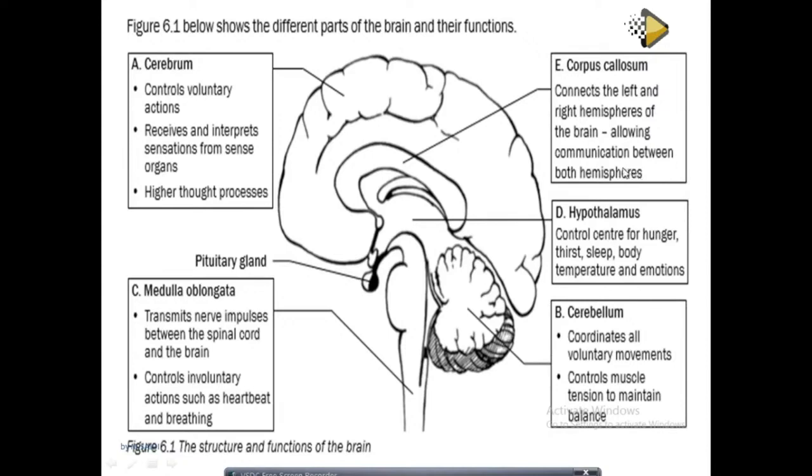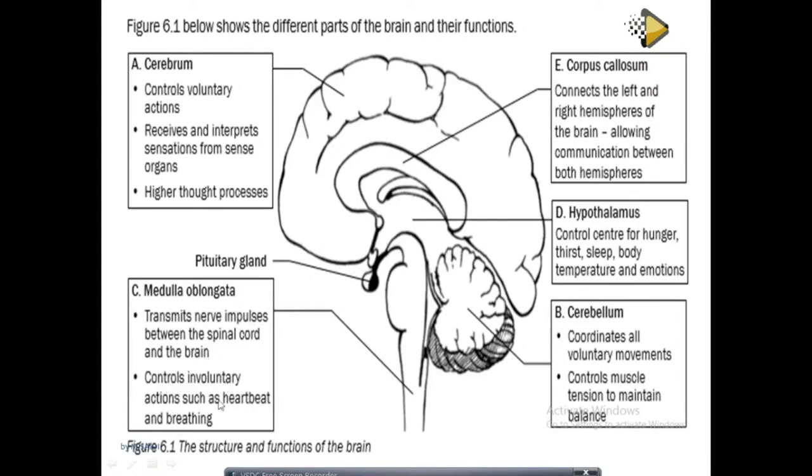Then another big part of the brain is medulla oblongata. Medulla oblongata is very important. It's found here down towards the spinal cord. Sometimes students confuse medulla oblongata with the spinal cord, but the medulla oblongata is towards the pons. So medulla oblongata transmits impulses between the spinal cord and the brain. Since it is a junction between the brain and the spinal cord, it allows the information, the electrical message, to come from the spinal cord to the brain, and also controls involuntary actions.